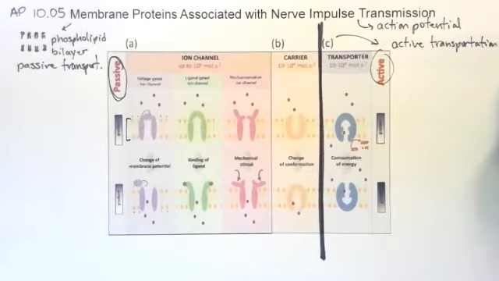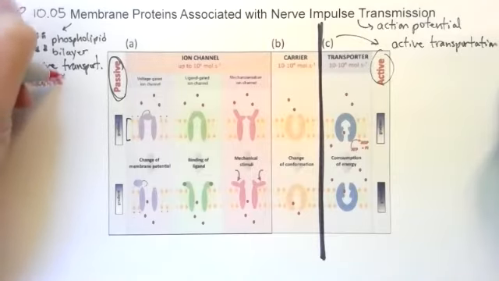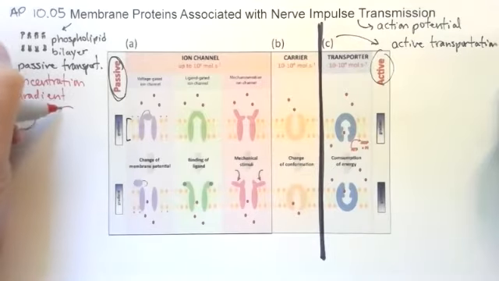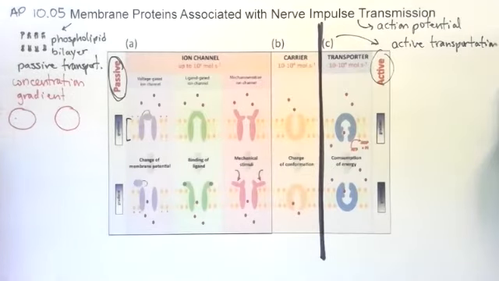So what does that mean? What's the difference between passive transportation and active transportation? Well, it has to do with concentration. So let's review concentration and concentration gradient. So I'm going to draw two circles. And I'm going to put a substance or a solute in one.